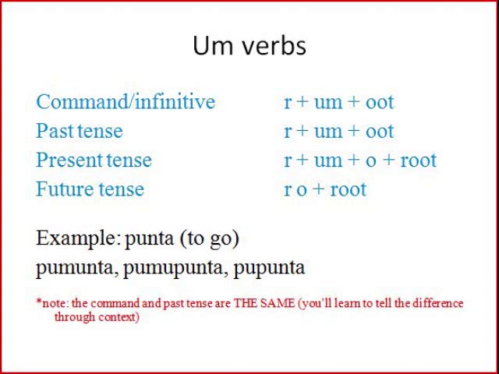The future tense is created by repeating the first syllable of the root with no um. Here's an example with the verb root punta, which means to go. The command form is pumunta, like you're telling someone to go. Past tense, or went, is also pumunta. Present tense, or going, is pumupunta. And future tense, or will go, is pupunta.